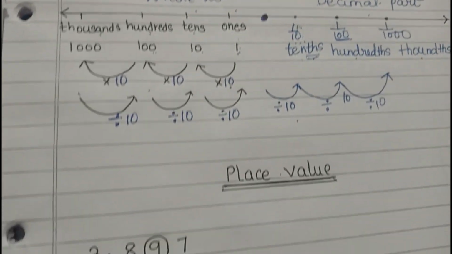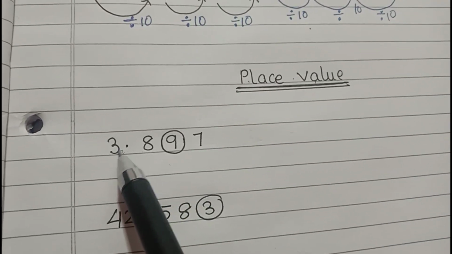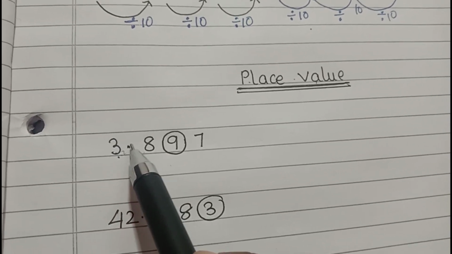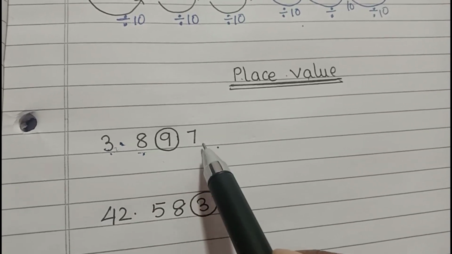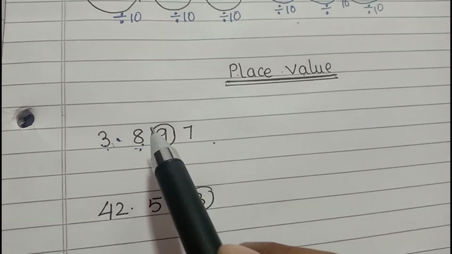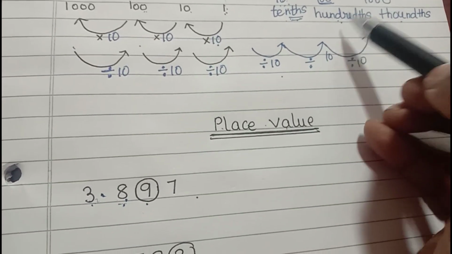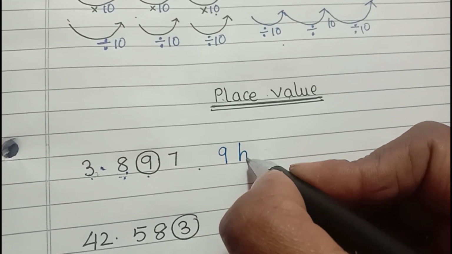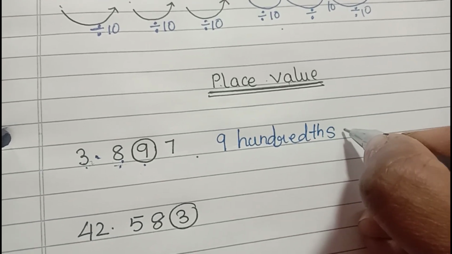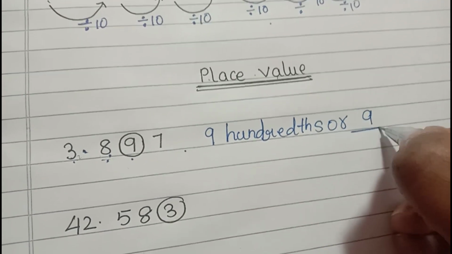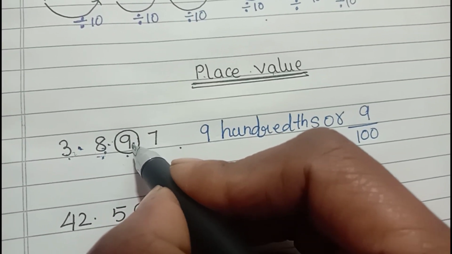Now children, let's see this place value. Let's start reading the place value. See here, the whole number is there. This is 1. Point. Point means your decimal part has started. So whenever you are reading a place value, the first place is the tenths place. Then the second place is the hundredths place. So what will we write? 9 hundredths, because it is the hundredths place. Or 9 upon 100, as the hundredths place is there.